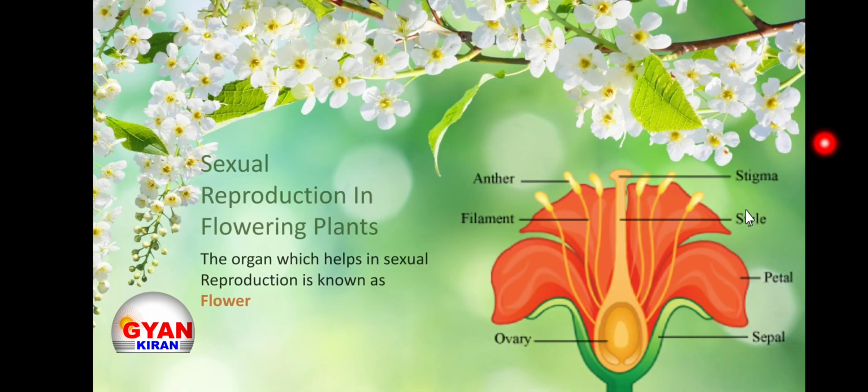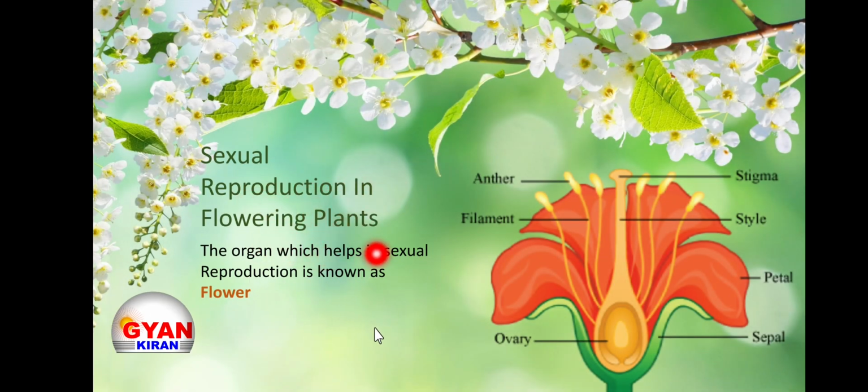In this chapter, that is sexual reproduction in flowering plants, we would be studying about different whorls of the flower. Primarily, we have to understand what actually is meant by the flower. The organ which helps in sexual reproduction is known as flower. Flower acts as a mediator to carry out sexual reproduction. Let us focus on different whorls of the flower.